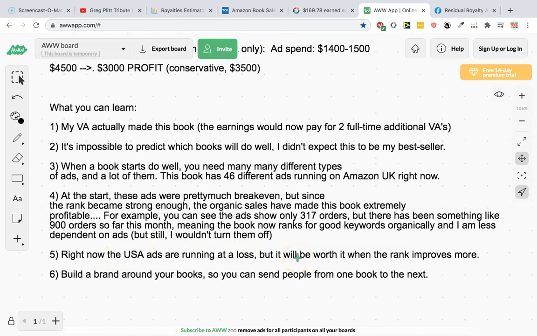5, right now the USA ads are running at a loss. I already just mentioned this, but it will be worth it when the rank improves more. And I actually only have about 3 ads or something in the US, so I really do need to start adding more and optimizing it for this book.